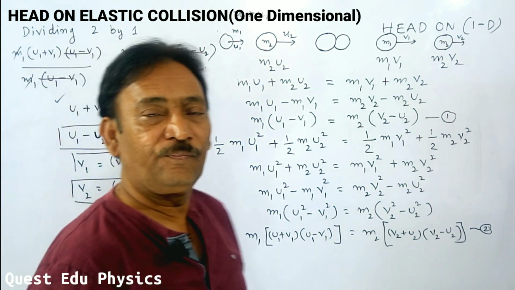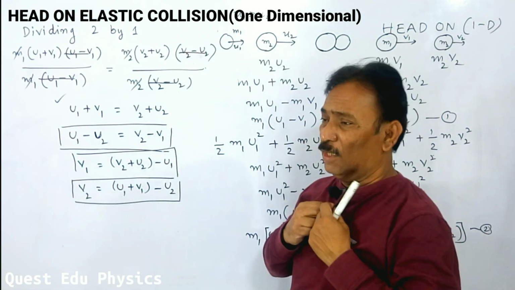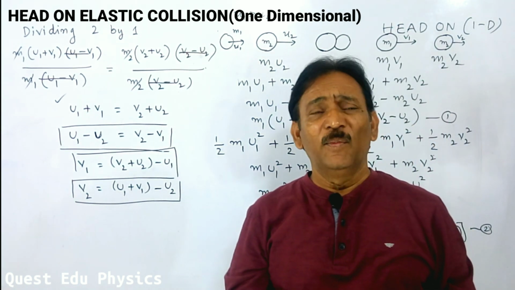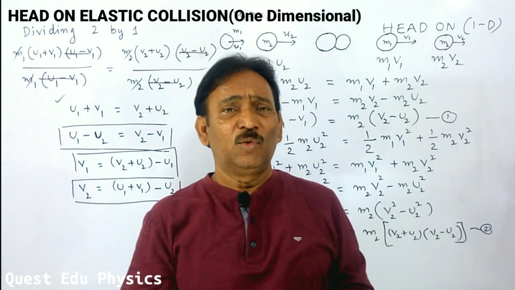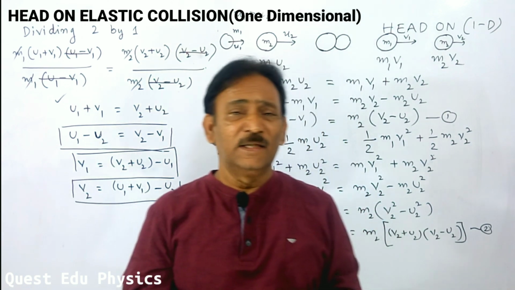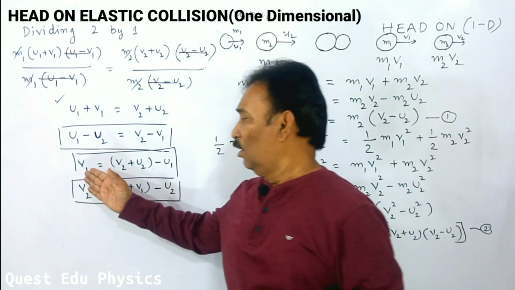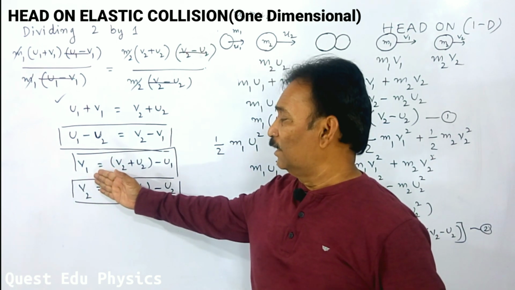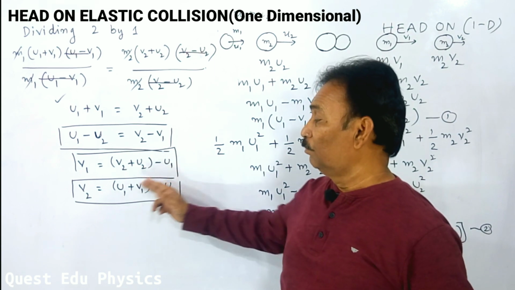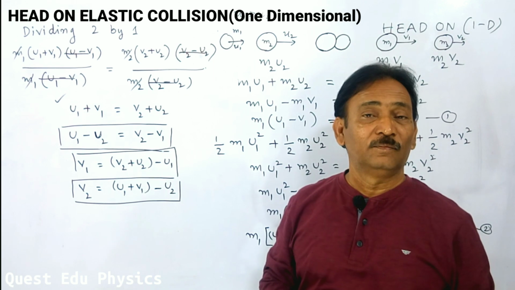Okay, students, I hope you understood this concept. It is the simple work of law of conservation of linear momentum. We use the two concepts which are involved in collision. One is the momentum and second is the kinetic energy. By using those relations, we got the equations for final velocities. v1 is equal to v2 plus u2 minus u1. v2 is equal to u1 plus v1 minus u2.